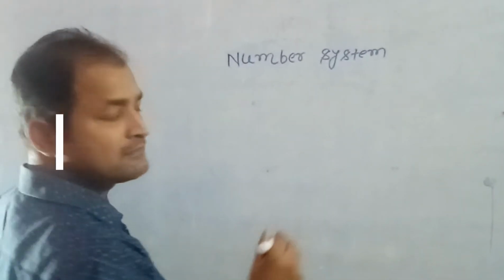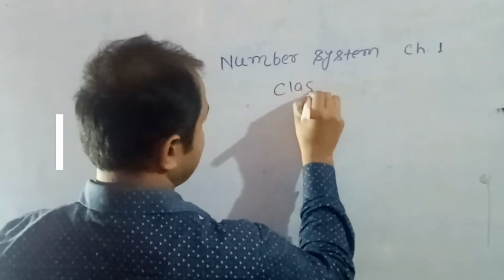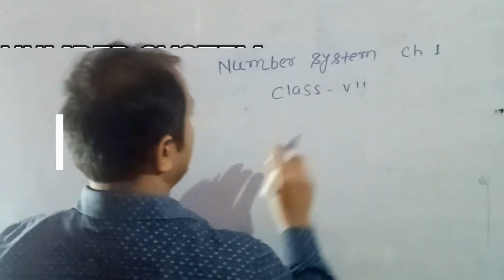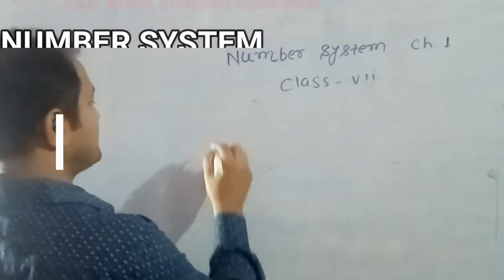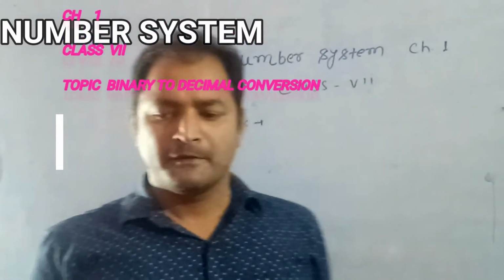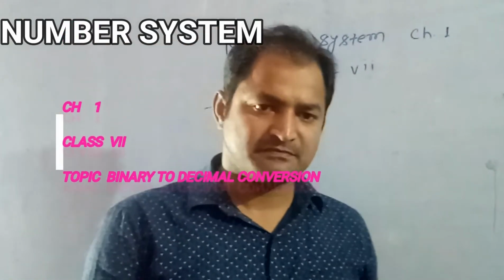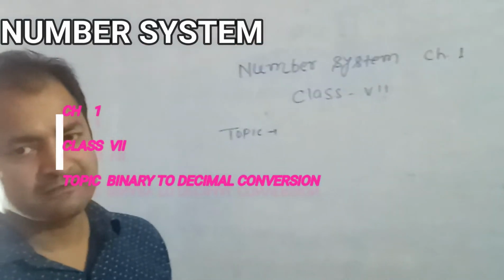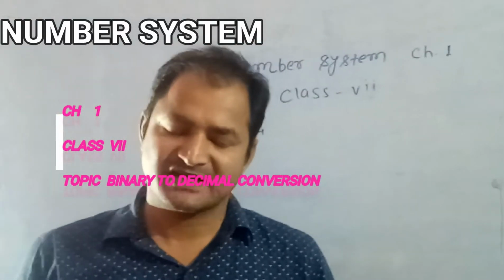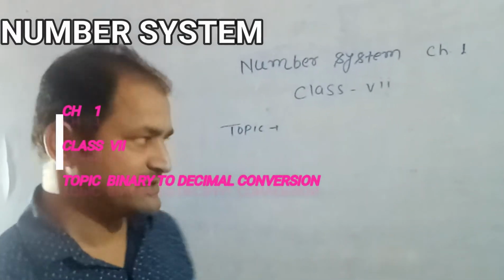Today I discuss number system, chapter 1, class 7. In the previous class I discussed what is the decimal number system, but today I discuss the binary number system, octal number system, hexadecimal number system, and how to convert binary to decimal number system.